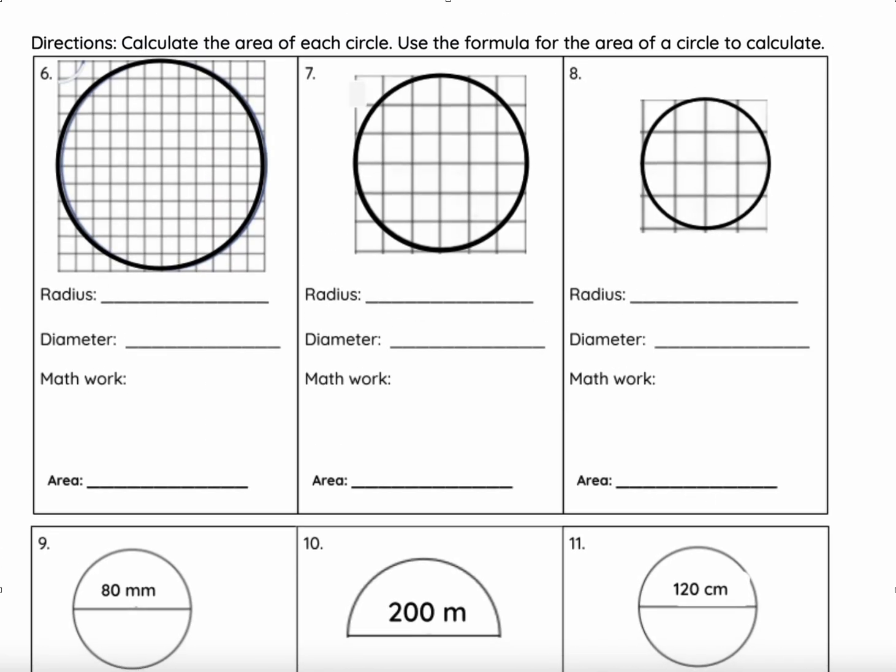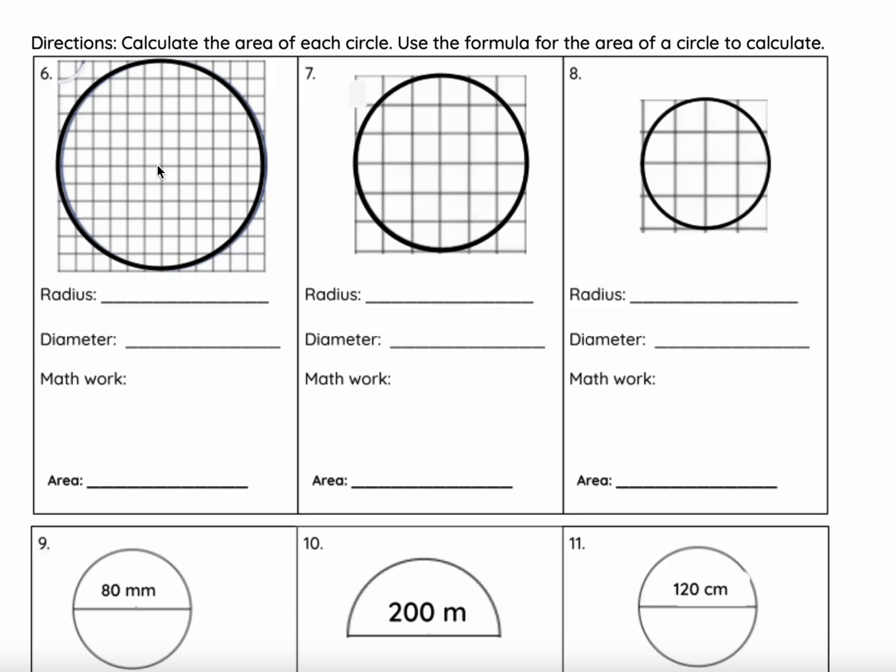On page 2, it says, calculate the area of each circle. Use the formula for the area of a circle to calculate. Now, in this section, we're not given the dimensions of the circle, and so we'll need to count it for ourselves.